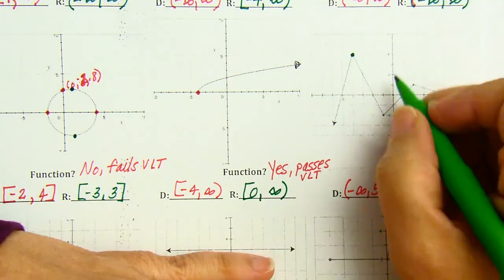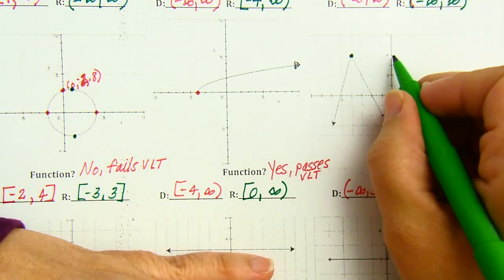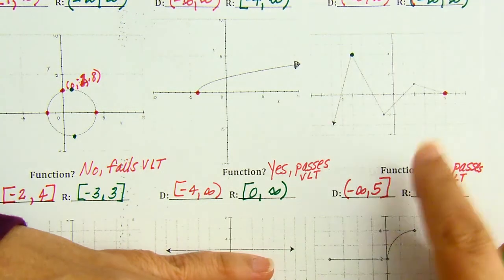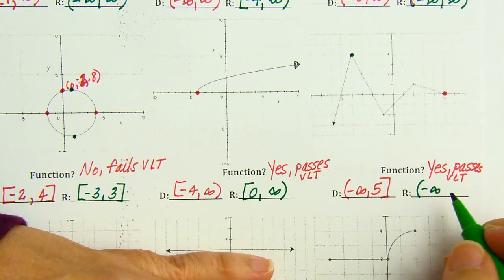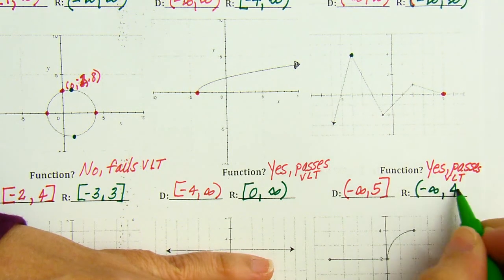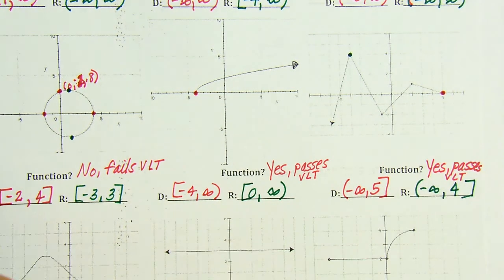But no y value higher than 4 is going to be found on the graph of this function. It is a function, passes vertical line test. And so I'm negative infinity to 4, including the 4 on the range.